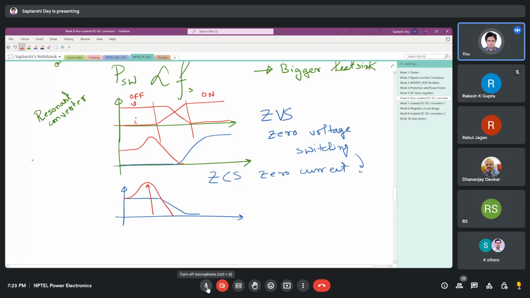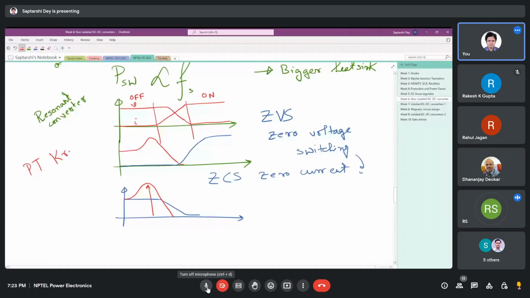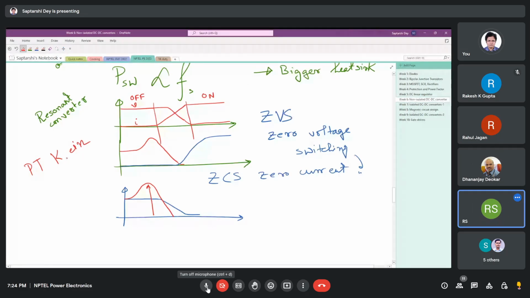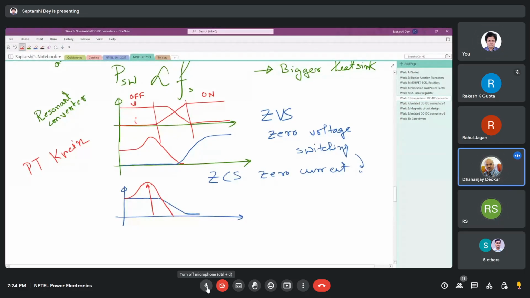If you want a good discussion on resonant buck converters, you can look at this book by P.T. Krein, Elements of Power Electronics, Oxford University Press. Two examples are very well solved for ZCS and ZVS buck converters. You can see how it works. Philip T. Krein.